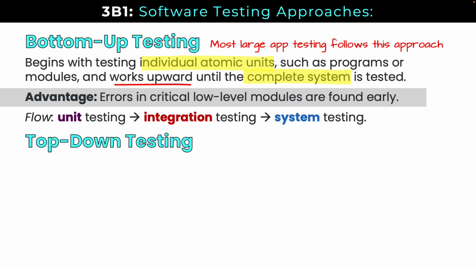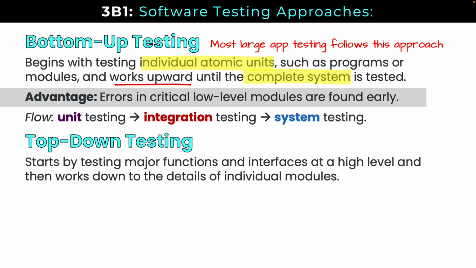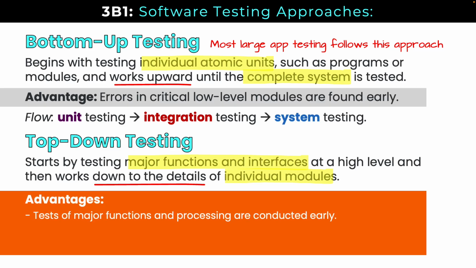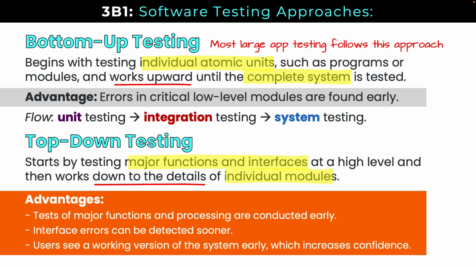Then there's top-down testing, which starts by testing major functions and interfaces at a high level and then working down to the details of the individual modules. So the advantages for top-down would be that it tests the major functions and processes early in the process of development, the interface errors can be detected sooner from a user perspective potentially. The users are seeing a working version of the system early, which will increase their confidence, and in an agile project methodology, it allows them to provide meaningful feedback in earlier sprints of the development process.